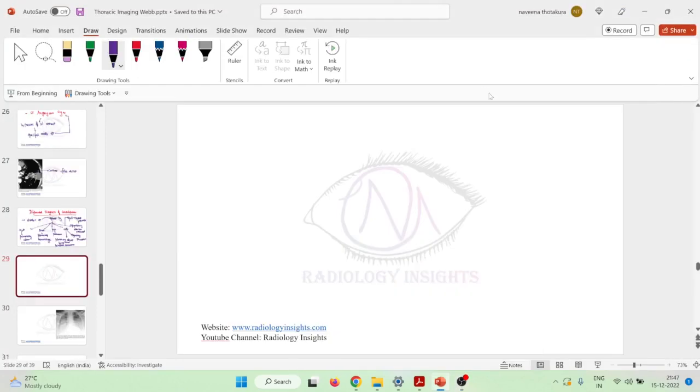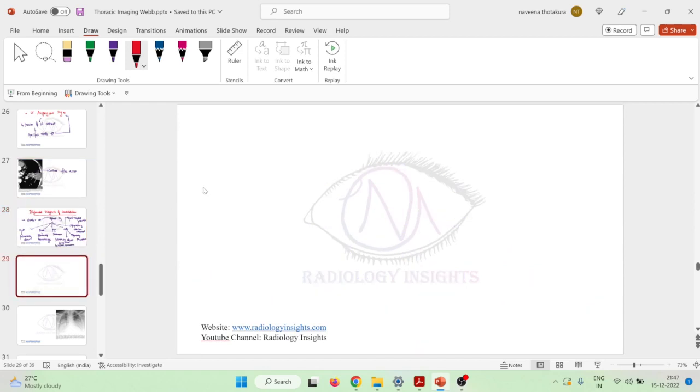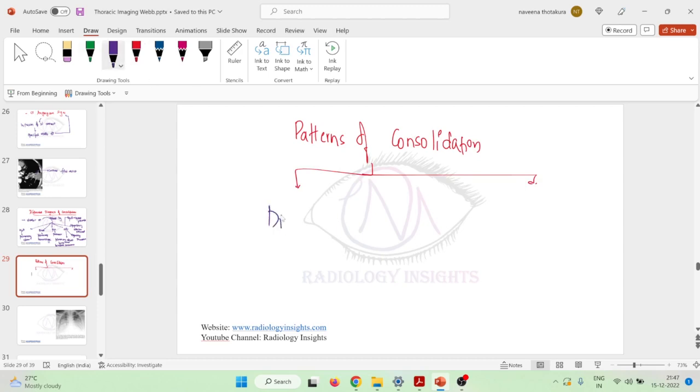Hello friends, let us now learn some. Already we have learned about different things about consolidation, and now let us learn about the patterns of consolidation. Okay, so we can divide the patterns of consolidation into two types. The first type is diffuse consolidation.